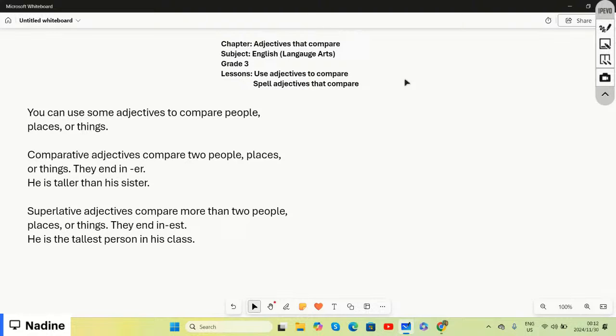All right. So the lessons are to use adjectives to compare, and we're going to spell adjectives that compare.